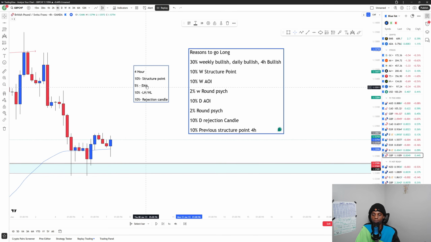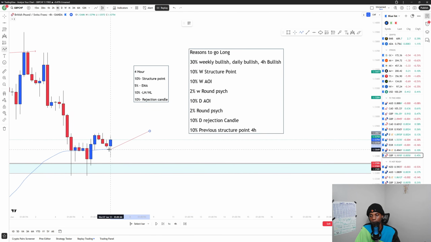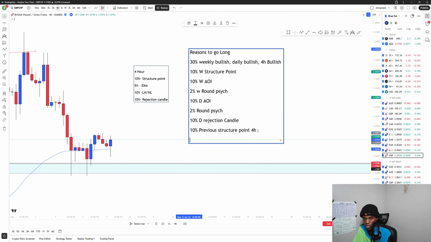Next is the 4 hour rejecting off of the EMA. This time, yup, as you can see, we created a wick rejecting off of the EMA. Type that up. 5%.